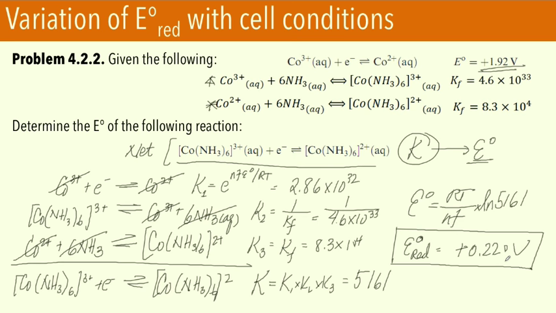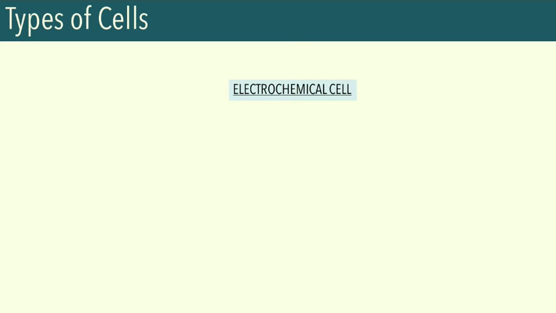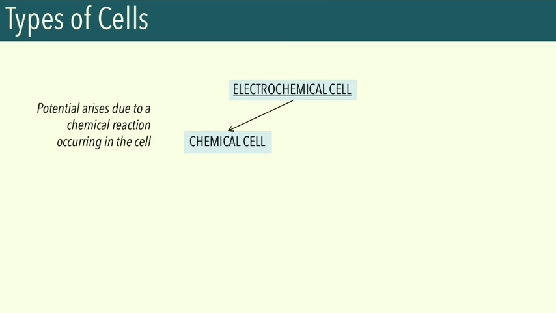Okay, so now that we've looked at different types of electrodes and we've also discussed the variations of reduction potential with different cell conditions, we can now put all these things together in order to construct different types of electrochemical cells. So electrochemical cells can be divided into two major types. Okay, so the first type is your basic chemical cell. Okay, so by definition, a chemical cell is one in which potential arises due to a chemical reaction occurring in the cell. Okay, so that means you have your typical redox reaction involving a different species that gets oxidized and a different species that gets reduced.